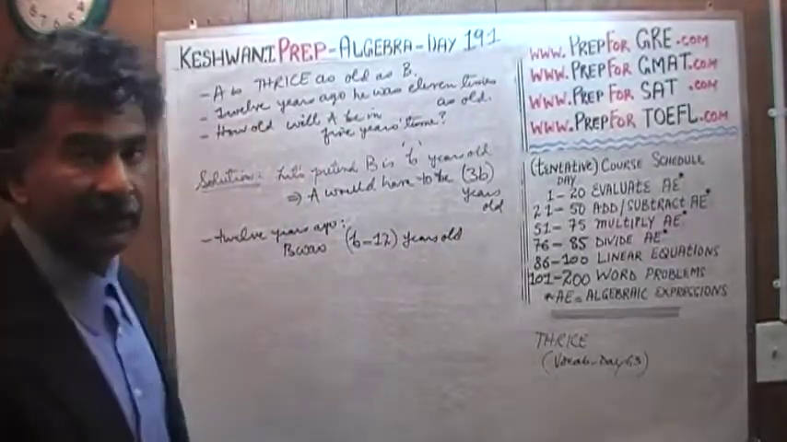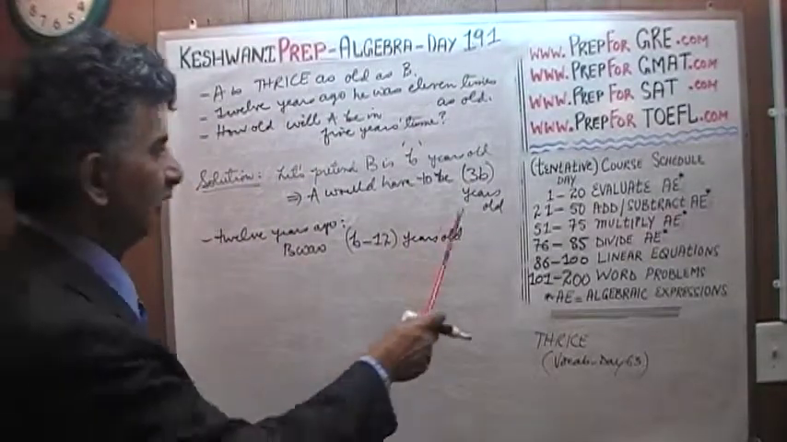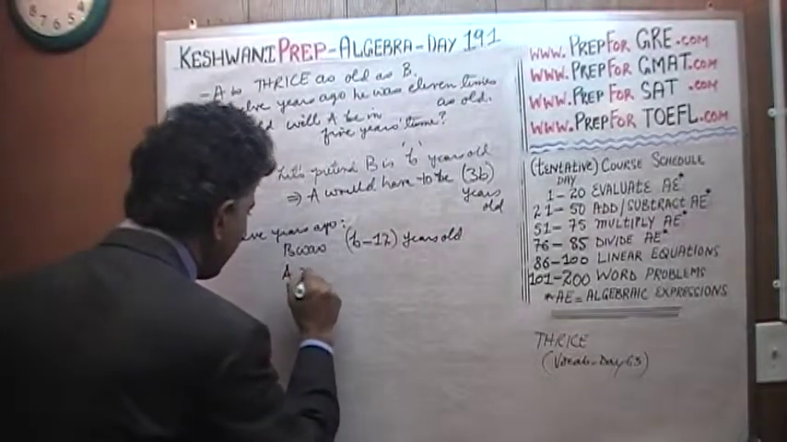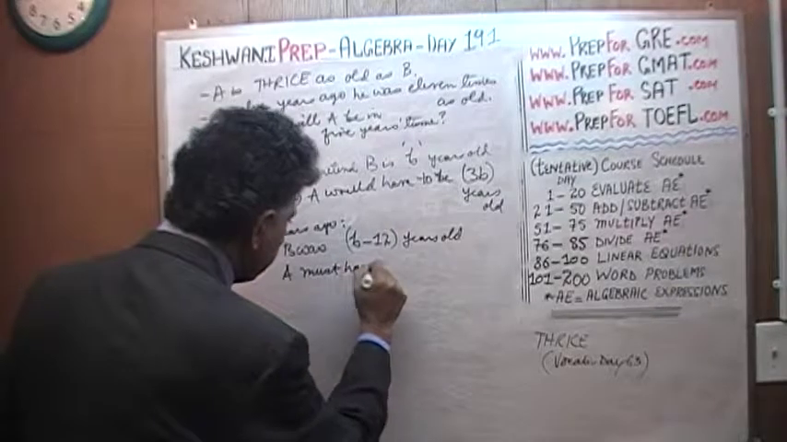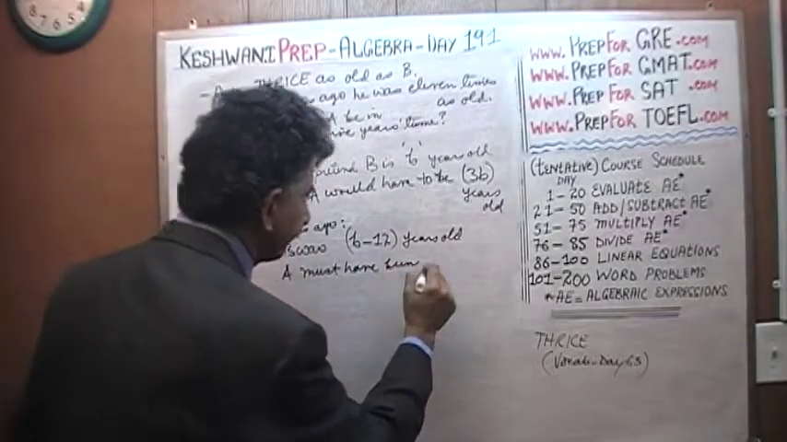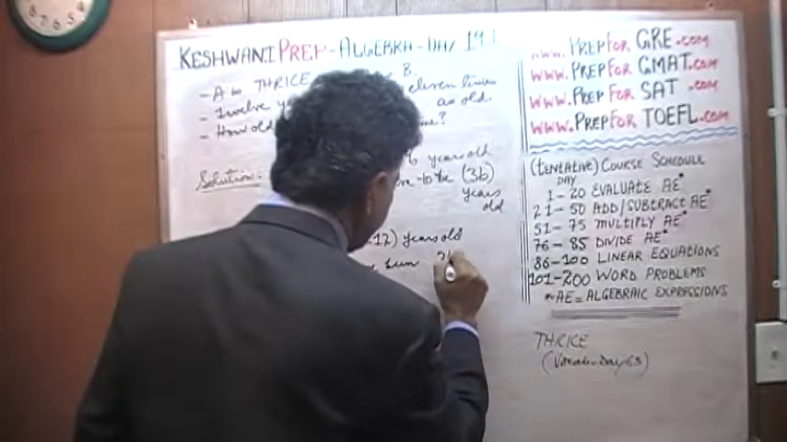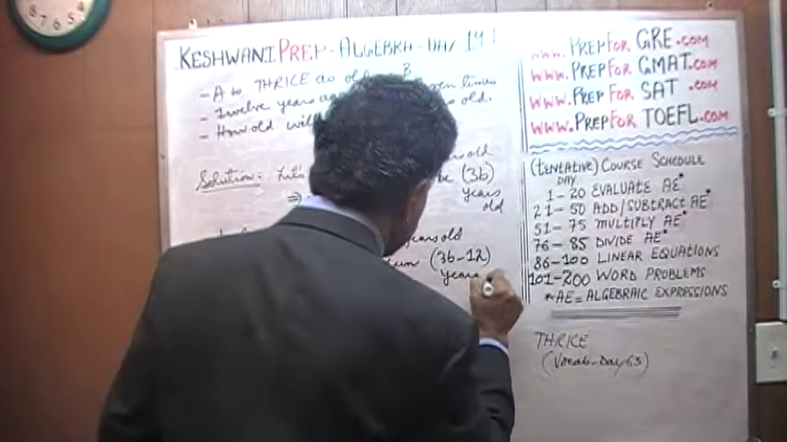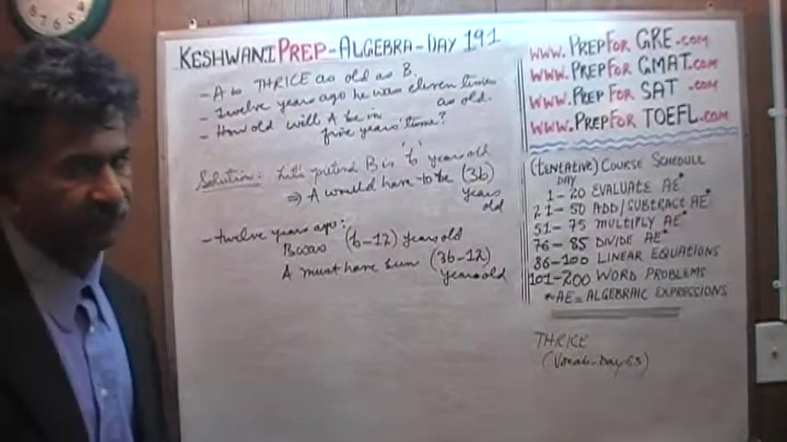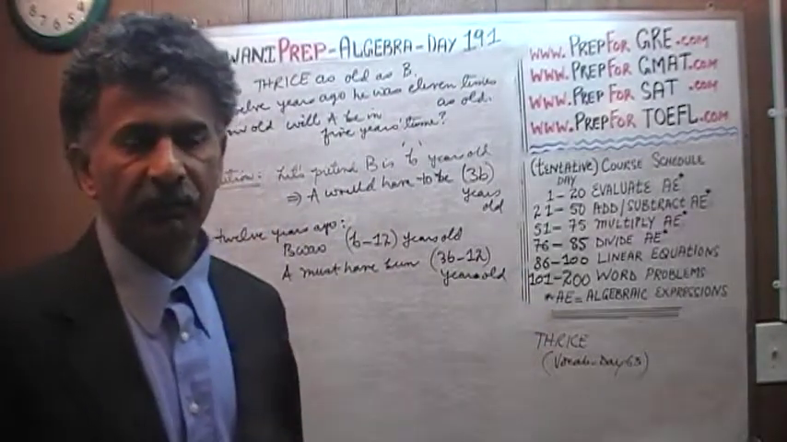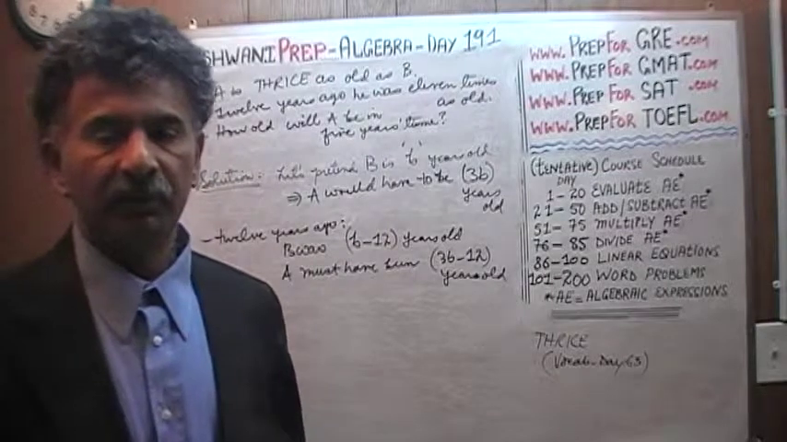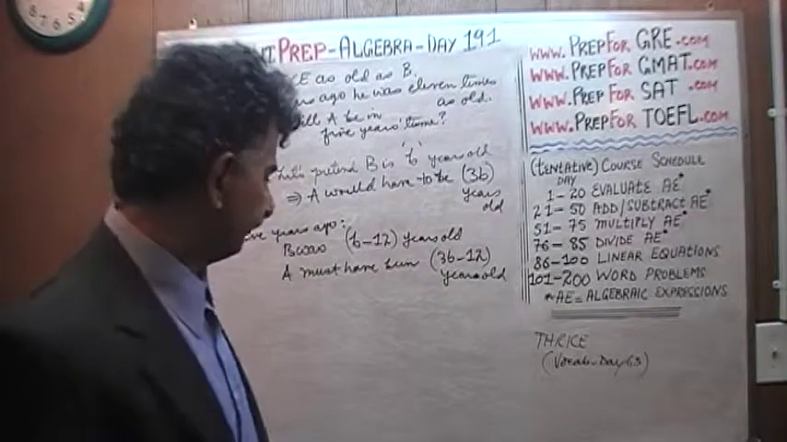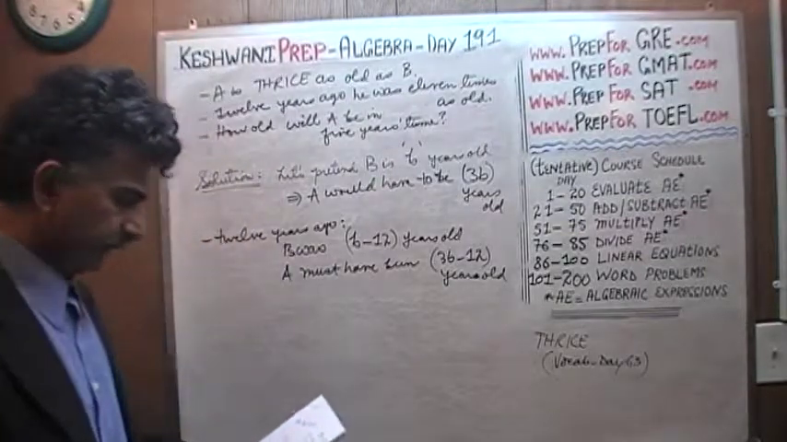Now we know how old A is today. Today, A's age is 3 times B. So 12 years ago, A must have been 3 times B minus 12 years old. Simple enough. We just take away 12 from his present age. That's it, we are almost there.